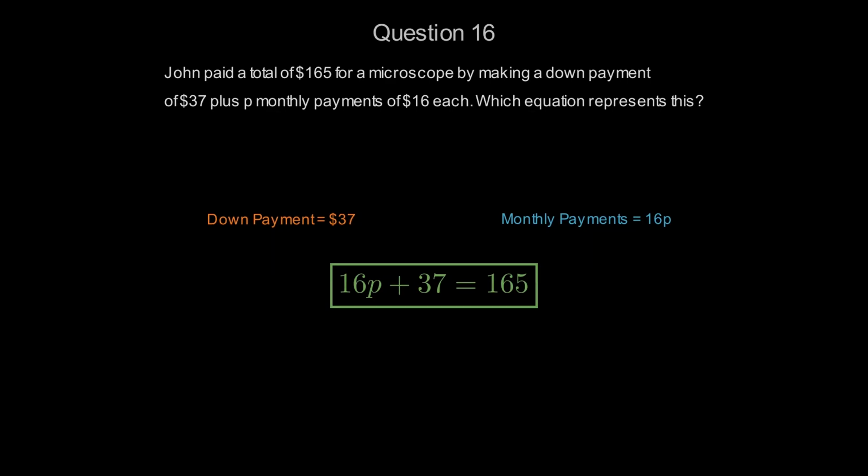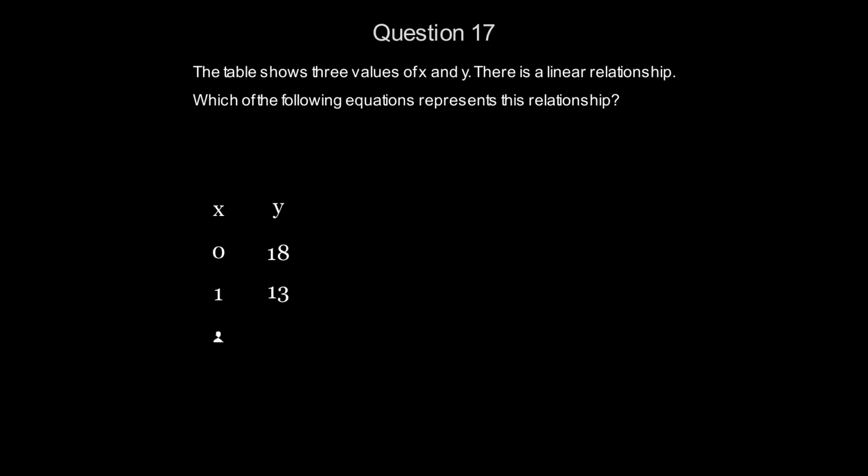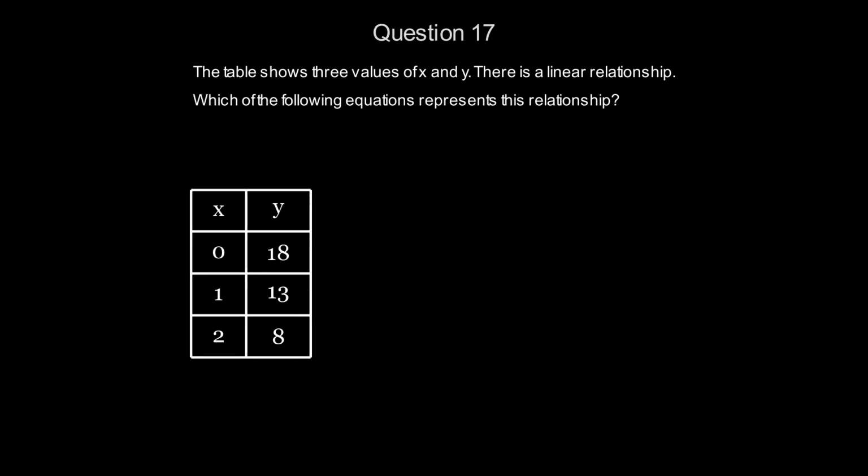Let's look at question 17. We are given a table representing a linear relationship and we need to find its equation. First, let's look at the table when x equals 0. We can see that y is 18, which immediately tells us that our y-intercept, our constant term, is positive 18.